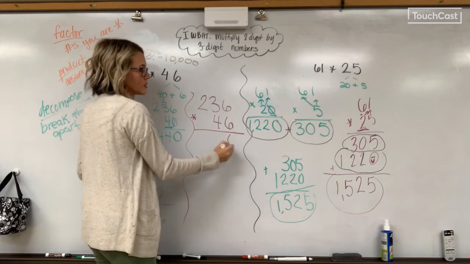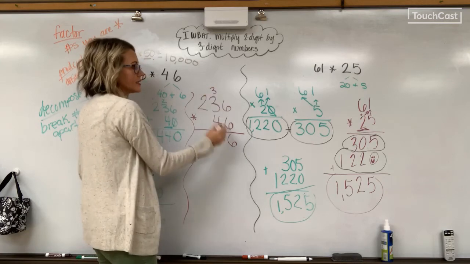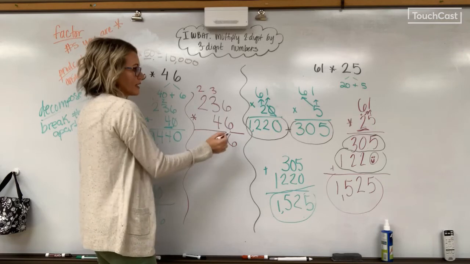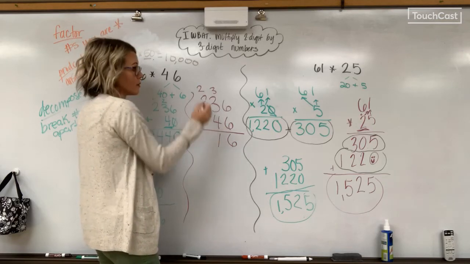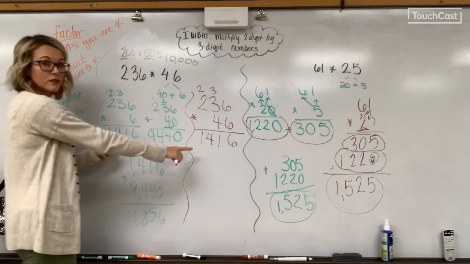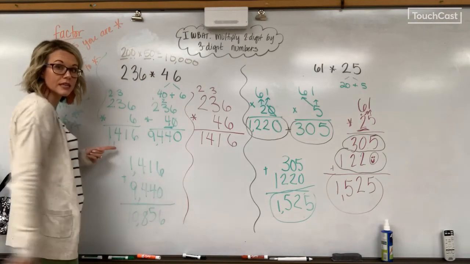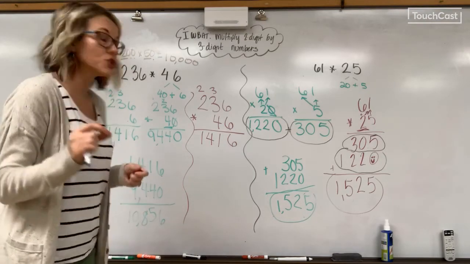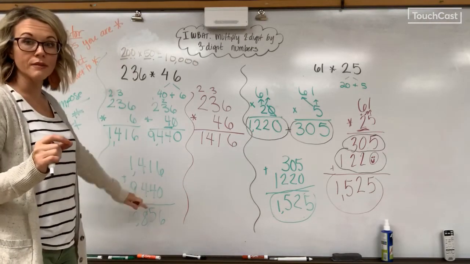6 times 6 is 36, carry my 3. 6 times 3 is 18, plus 3 is 21, carry my 2. 6 times 2 is 12, plus 2 is 14. We get the same answer? 1,416? We did.